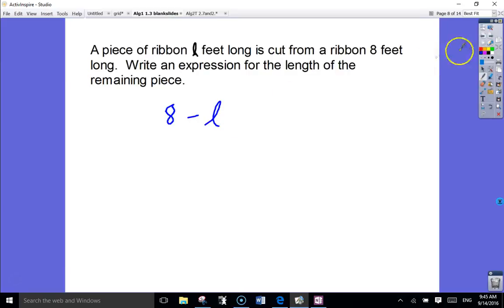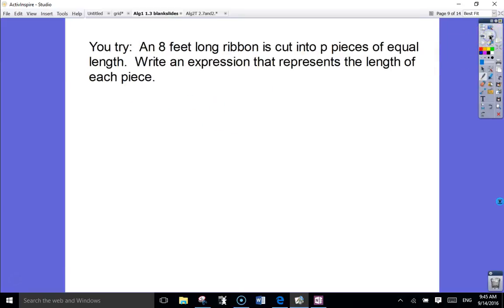Okay, number 9, slide 9. You try. An 8 feet long ribbon is cut into P pieces of equal length. Write an expression that represents the length of each piece.